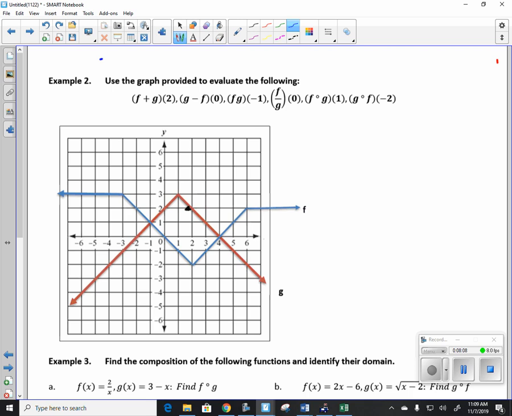It says, using the graph, evaluate the following. F plus g of 2. That means you take f of 2 and you add it to g of 2. Look at my graph. F is the blue function and g is the red function. So f of 2 is negative 2. And g of 2 is 2. I add them and I get 0.